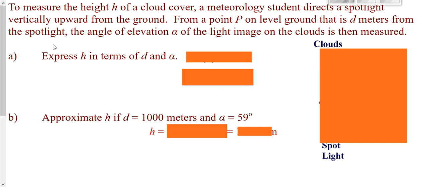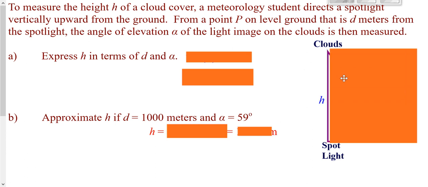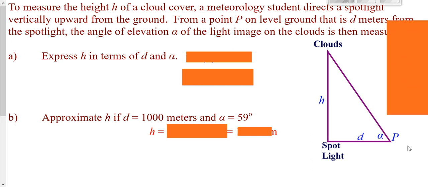So take a moment to read through this. Then draw yourself a picture. So you have your clouds, you have your spotlight, you know you're going straight up, it says, and you have a point P that is d meters away from the spotlight, and you're on the ground. So here's point P, you're d meters over. So our angle going up to the clouds is alpha, it says. Our angle of elevation, that's going from the horizontal up.